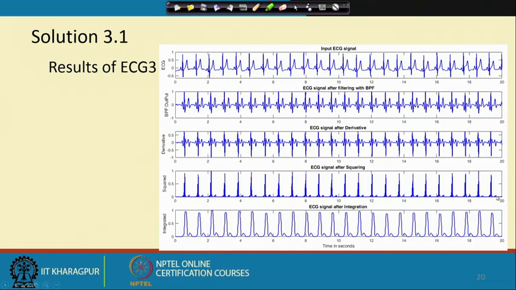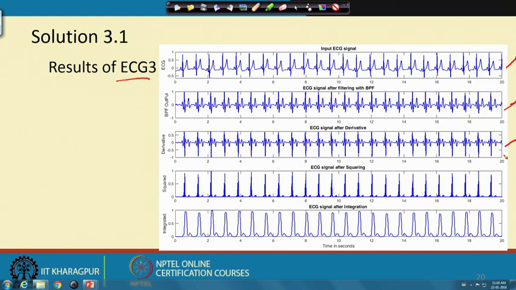This is the first case, for ECG 3. First we show the ECG signal at the top, followed by the band pass filter output, which suppresses the P and the T wave and also suppresses the noise. Then after taking the derivative operation, the QRS complex is accentuated. Then after taking the square operation, the output of the derivative has become positive and the separation between the high peaks and the low peaks has increased, but it has a number of peaks.